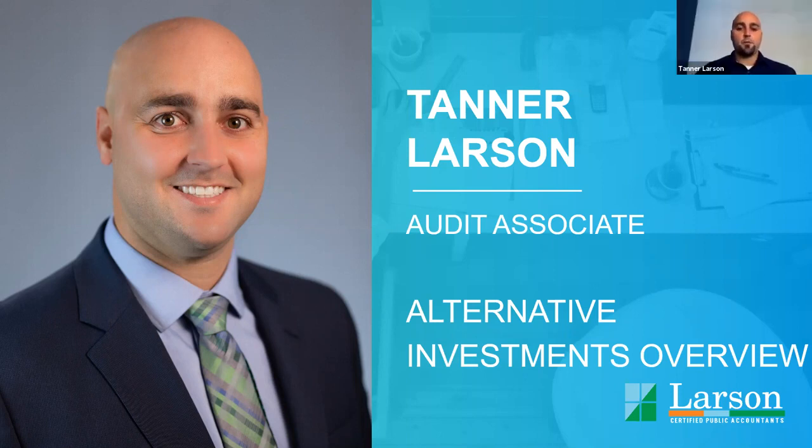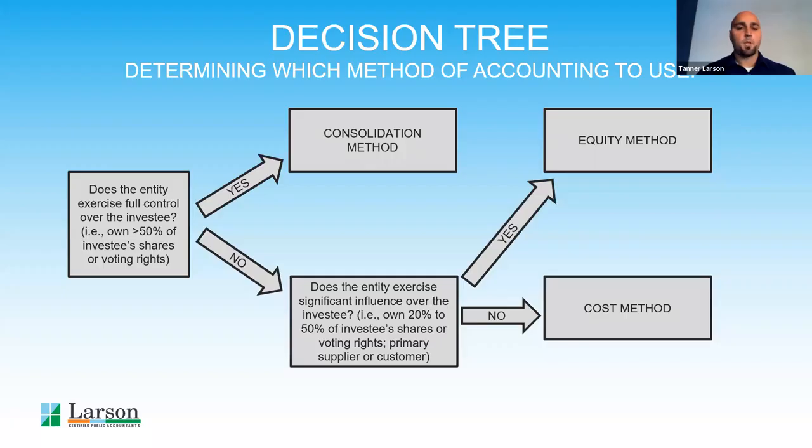Thanks, Diane. I'm going to give a brief overview of alternative investments, and I look forward to talking about this with you. So the first thing you want to do with alternative investments is look through this decision tree to determine which method of accounting you're going to be using. So the first question you need to answer is, when you purchase your investment, do you exercise full control over the investee? Which generally means, do you own greater than 50% of the investee's shares or voting rights? If you do, then you'll be using the consolidation method. If you don't, then you have another question to answer.